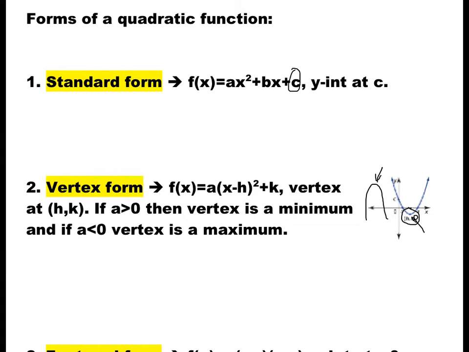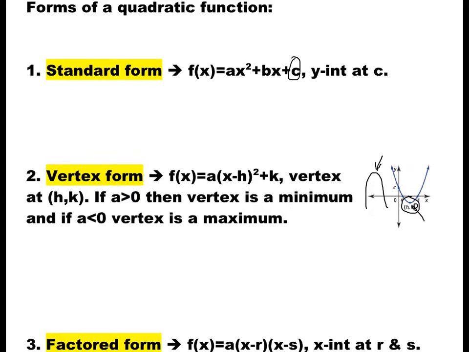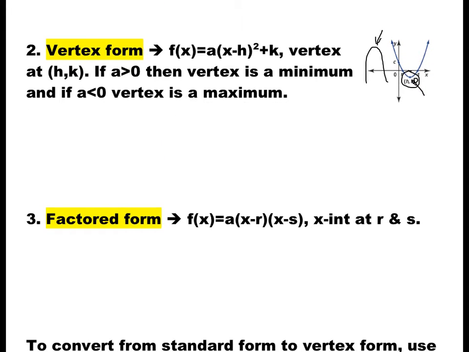The last form of a quadratic equation is the factored form or x-intercept form. In this form, the function is in the form of a times x minus r times x minus s, where r and s are the x-intercepts or the zeros of the function. One thing you have to remember is that the a value here, which is the leading coefficient, is the same for the three forms. So for standard form, vertex form, and factored form, a stays the same.